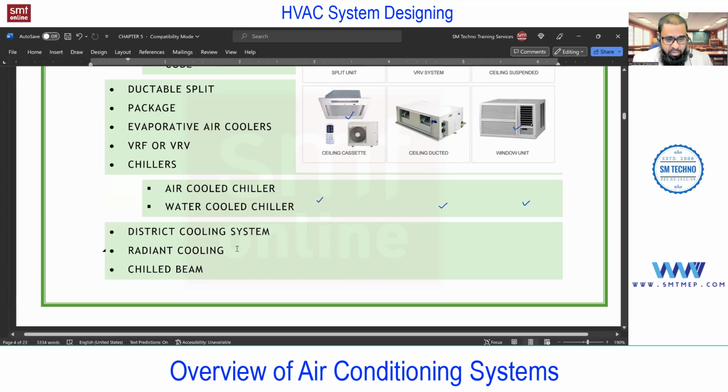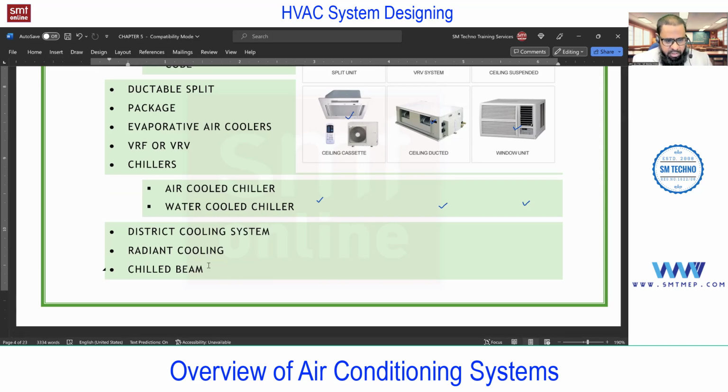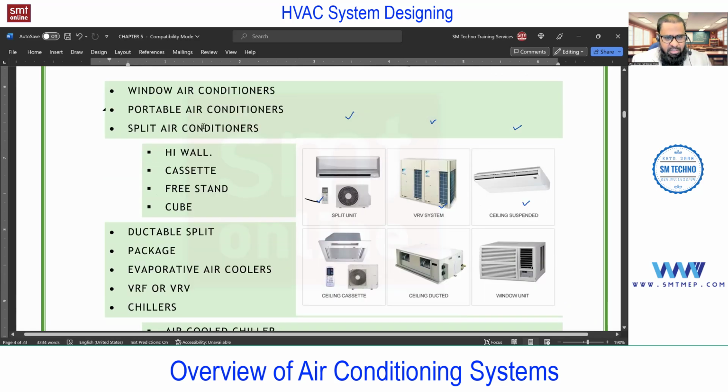Don't worry. Next, radiant cooling. I've just given the idea. We'll discuss in detail. Next, we have one more technology. Can you explain this district cooling system? Don't worry, we'll discuss in detail. I'm giving the overview at this level. Next, we have a chilled beam. Chilled beam is also a new concept in the market. So what I did is just read out these different systems. Each and every system we'll discuss in detail.